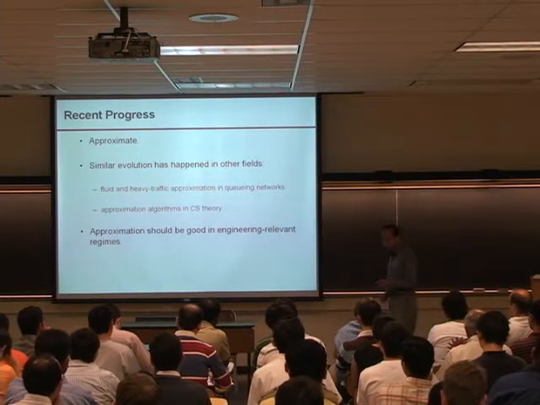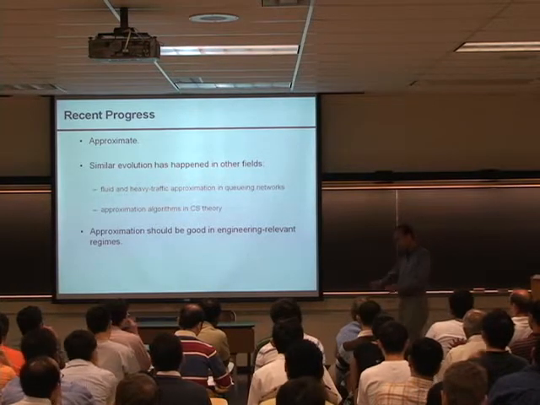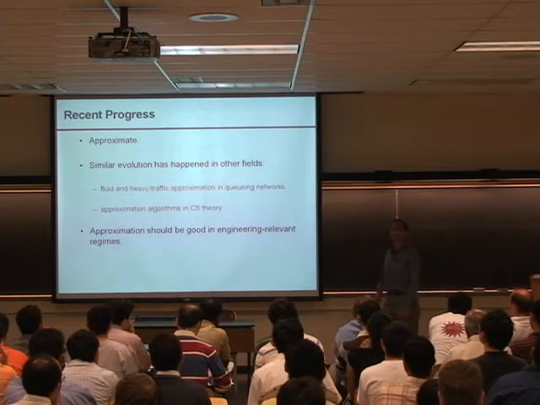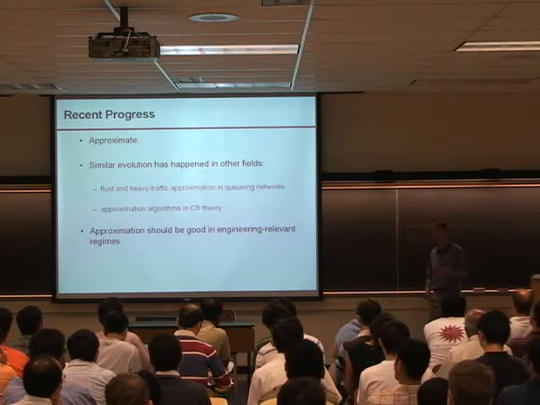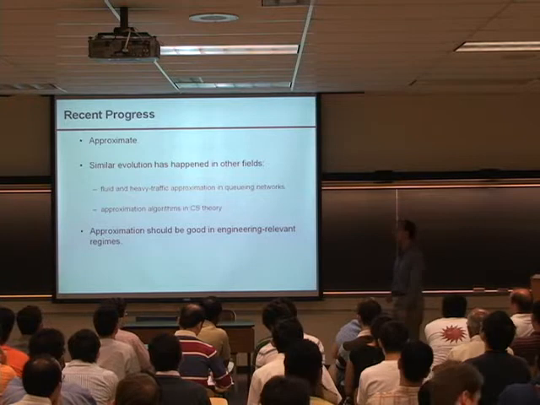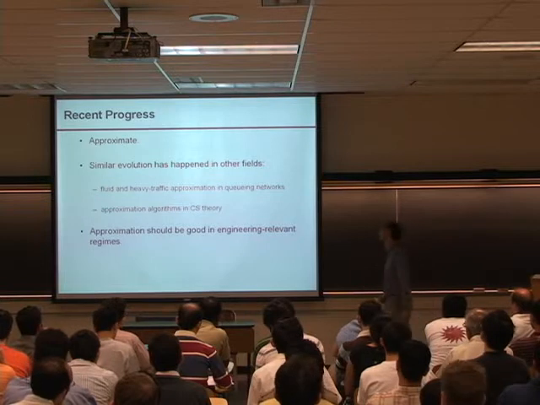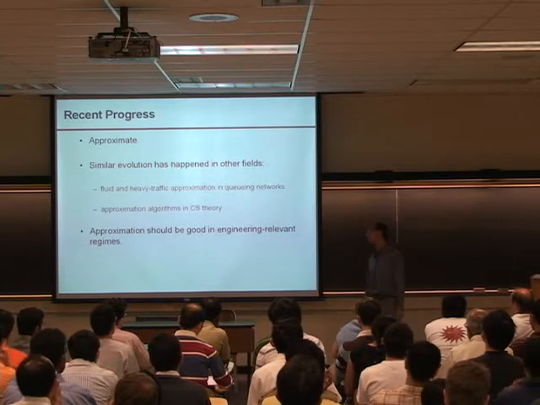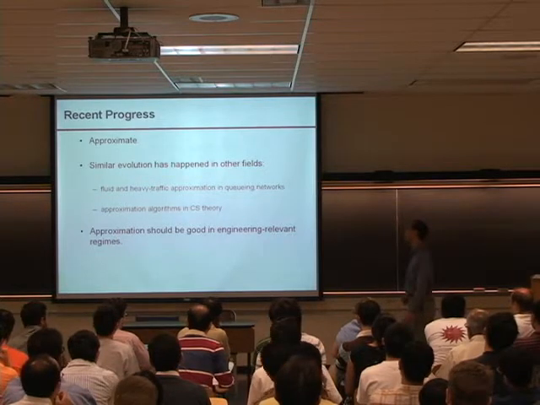Now, the interesting thing about information theory, I think, is the very close tie from theory to the engineering of communication systems. So in the process of doing approximation, we should be respectful of that connection. And to do that, we should try to make the approximation good in engineering relevant regimes. And this line is really where engineering hits mathematics. So approximation, of course, you can define many, many different notions of approximation. But if you want to make an impact on practice, then the approximation should be good in engineering relevant regimes.